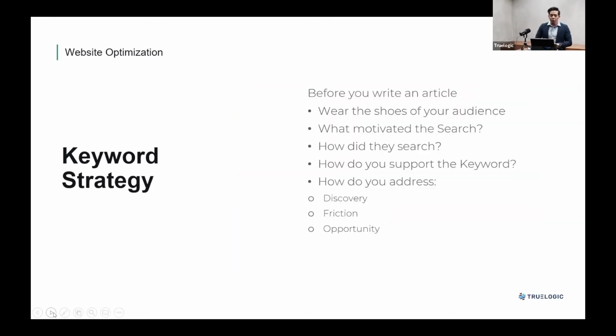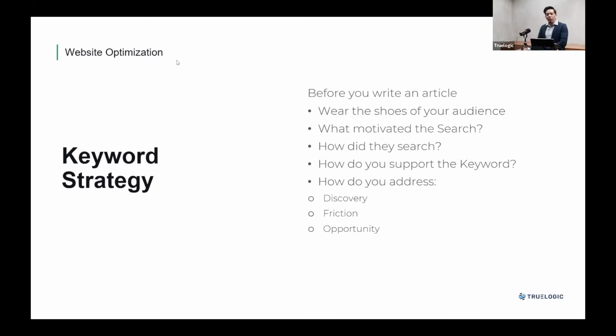Okay, so going back to content and keywords. Before you create any content, know the search motivations you're trying to satisfy, right? Put yourselves in the shoes of your audience and then find out what motivated their search. Are they wanting to be aware of something? Are they wanting to discover something? Are they looking to educate themselves about something? Are they looking to buy something? Are they looking to compare brands, right?